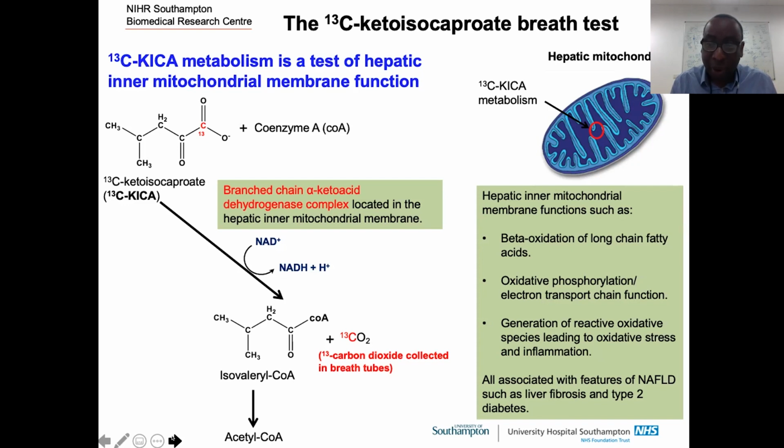And you also have a generation of reactive oxidative species, which has been shown to lead to oxidative stress and inflammation. All these three key features have been shown in many, many studies to be associated with the histological features and metabolic features of NAFL, such as in liver fibrosis and in type 2 diabetes.